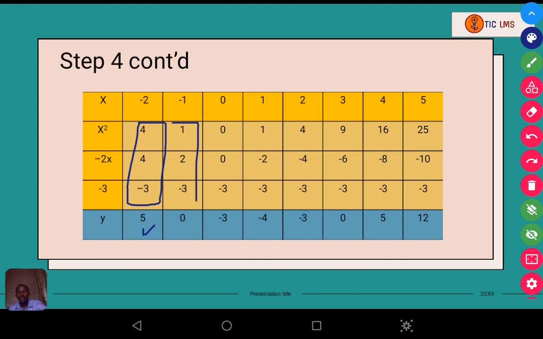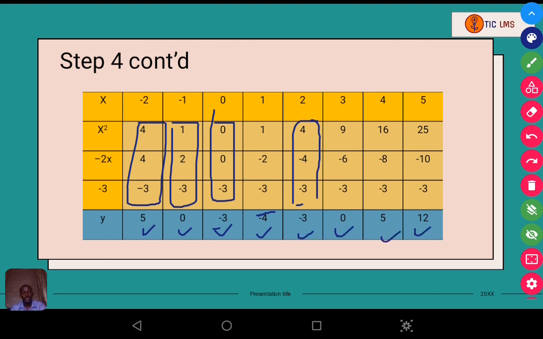Here you have 1 plus 2, that's 3. 3 minus 3, that's 0. Here you have 0 plus 0, and then minus 3. Here you have 1 minus 2, that is minus 1, minus 1 minus 3, which is minus 4. Here you have 4 minus 4 is 0, 0 minus 3, that's negative 3. So that is what you do in order to get the values of y.